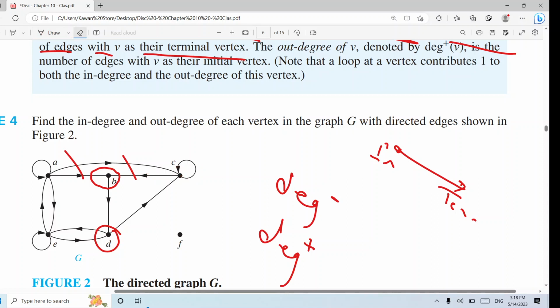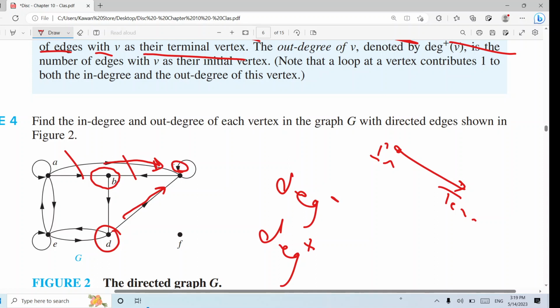So the loop, yeah, that's why I mentioned C. 1, right? This is the in. That one is in. How about here? In also. So at the same time, the loop is what? In and out. You can count it twice.